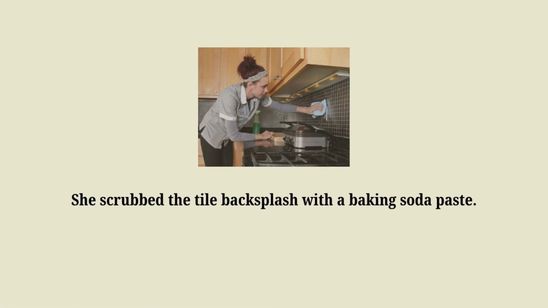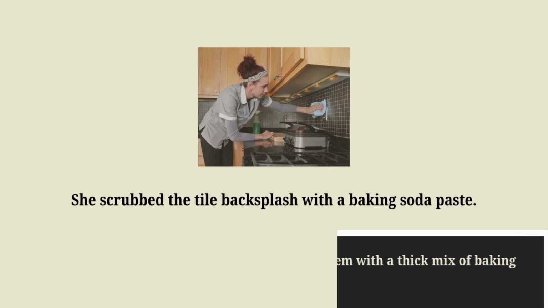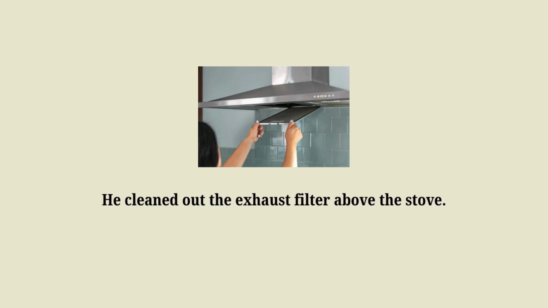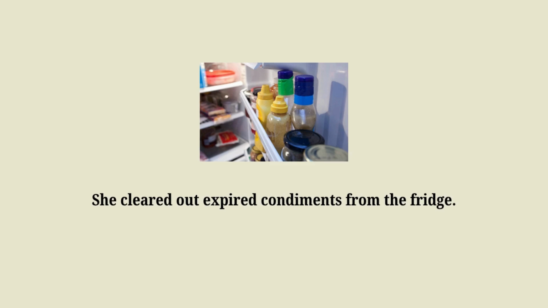So, in simple terms, she cleaned the kitchen wall tiles by rubbing them with a thick mix of baking soda and water. He cleaned out the exhaust filter above the stove. Exhaust filter means a part that traps smoke and grease in the kitchen fan. She cleared out expired condiments from the fridge.